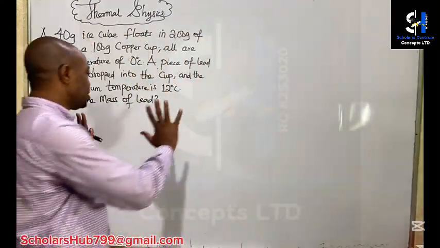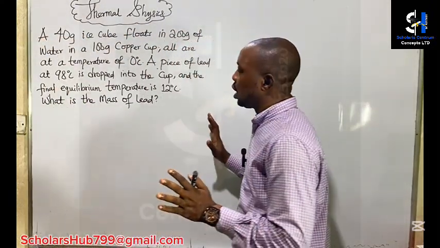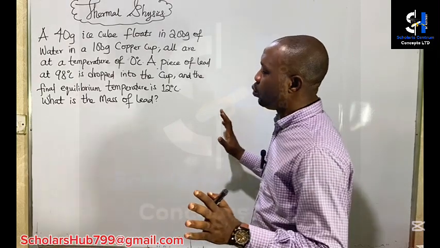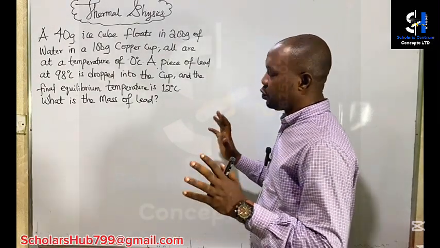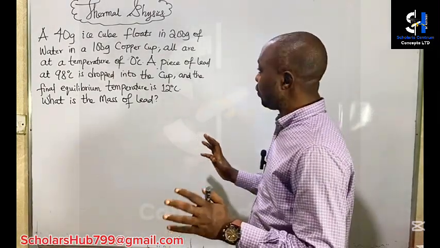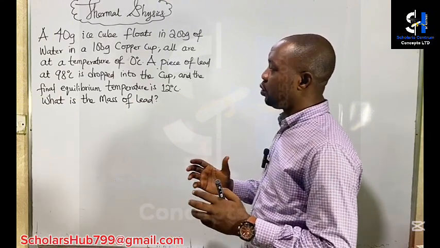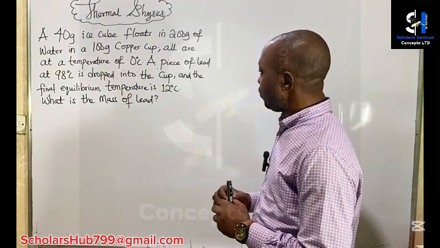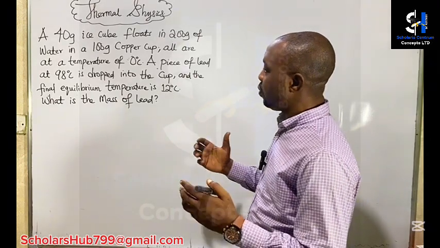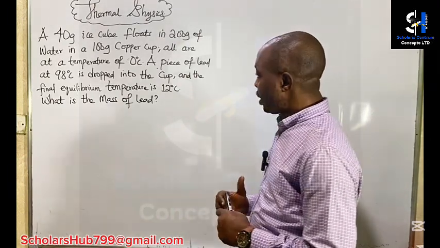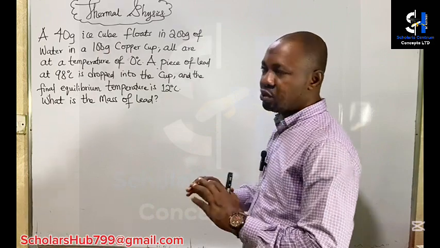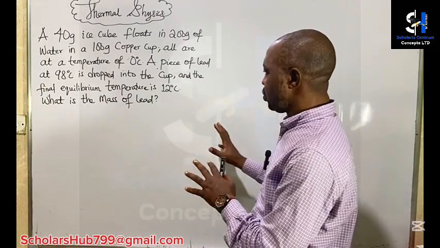Now, this is the way the question is, okay? And we are not provided with the value for the specific latent heat of fusion of ice, and also the value for the specific heat capacity of water, and also the value for the specific heat capacity of the copper cup and that of the lead. Okay, it is not provided. This is the way the question is.